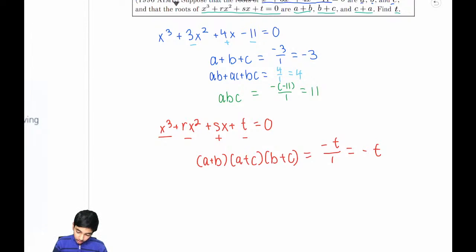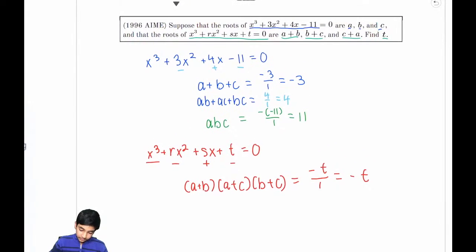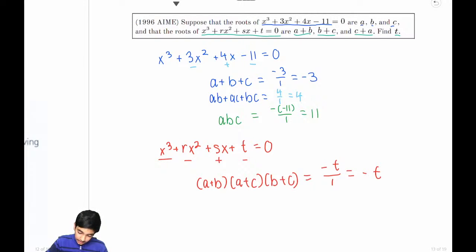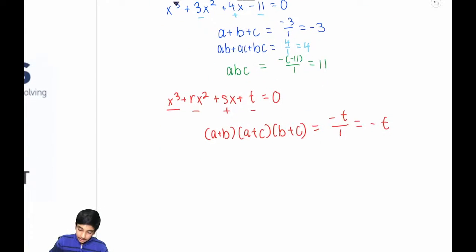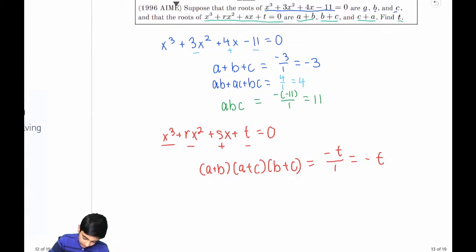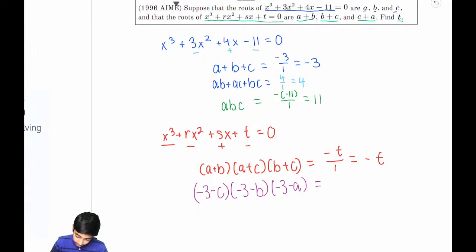So now what can we do? Well, we can see that if the product is negative t, the sum of the roots is negative 3, meaning that negative 3 minus c times negative 3 minus b times negative 3 minus a, this product right here, will be equal to a plus c. And the reason this is true is because the sum of the roots is negative 3. So a plus b plus c is negative 3, meaning that we can subtract c from both sides to get a plus b is negative 3 minus c. See, I'm using a really clever trick here.